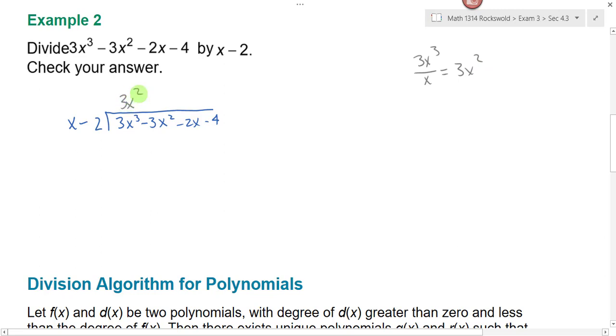And then I multiply this by my divisor. And when I multiply a binomial times a monomial, I have to distribute. So when I do that, I get minus 3x cubed, because 3x squared times x is 3x cubed, minus 6x squared. What was our next step once we multiplied?